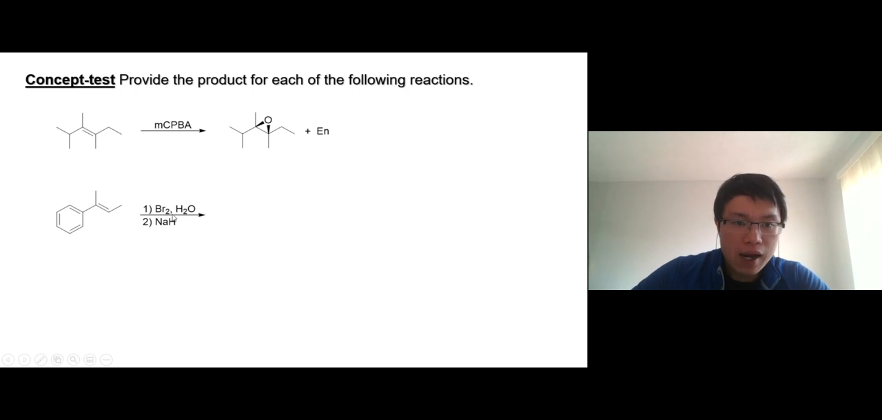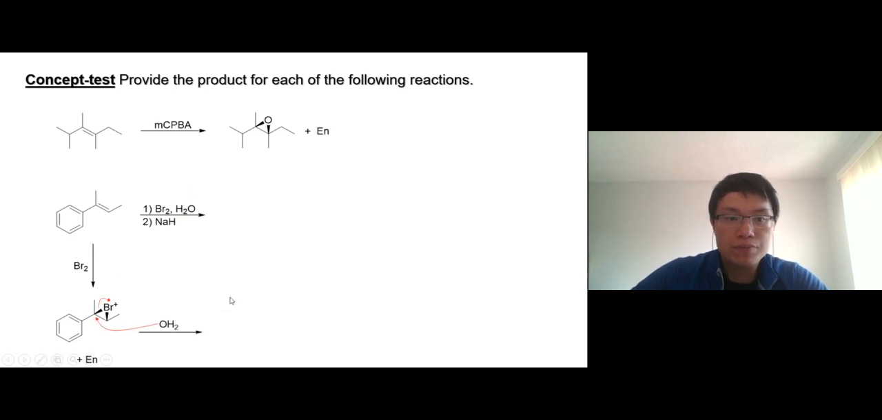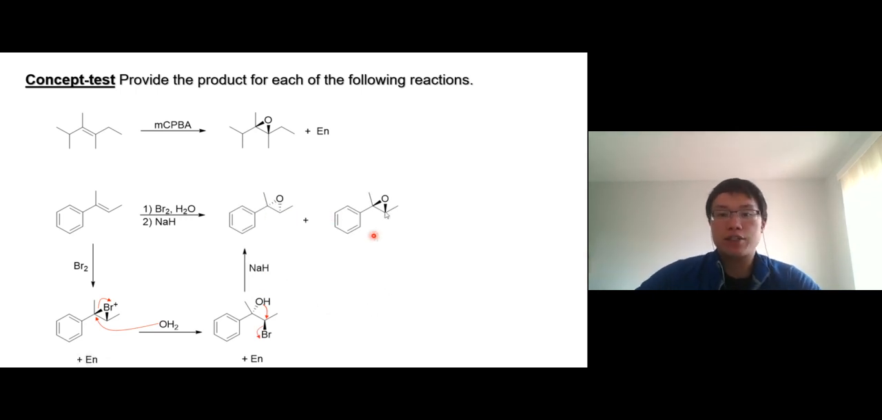The next one, this is halohydrin formation, the first one. So add bromine, you're going to get a bromonium ion. Use a nucleophilic solvent, so water goes to attack. All right, and don't forget the enantiomer. You're going to get the enantiomer too. And the last step is sodium hydride. Make this hydroxy group become an oxide with better nucleophilicity. Attack the bromine, and you form the ring right there. That's the enantiomers.